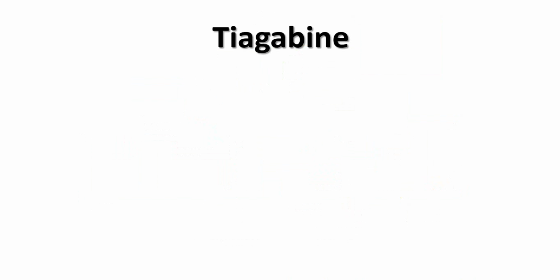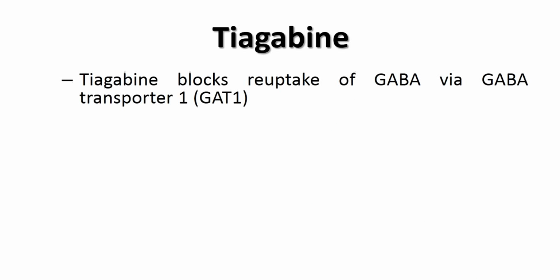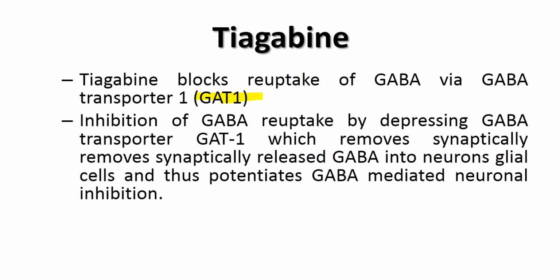Next drug in our list is Tiagabine. Tiagabine blocks reuptake of GABA via GABA transporter 1, also called GAT1. Inhibition of GABA reuptake by depressing GABA transporter 1 removes synaptically released GABA into the neuronal and glial cells, and thus potentiates GABA mediated neuronal inhibition. Thus, Tiagabine increases the level of extracellular GABA in the brain.